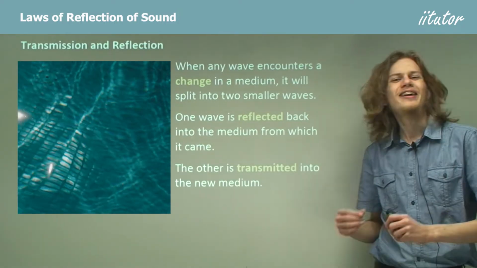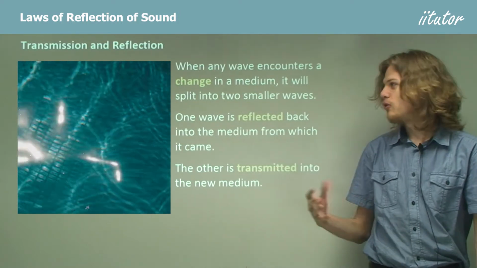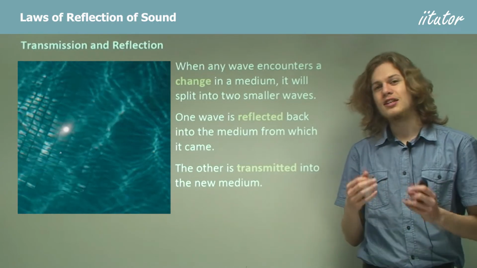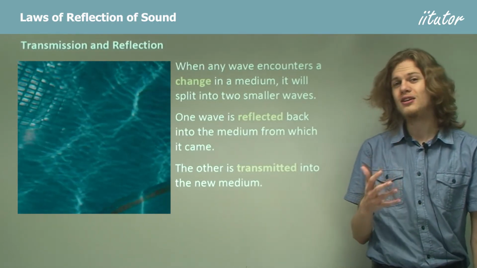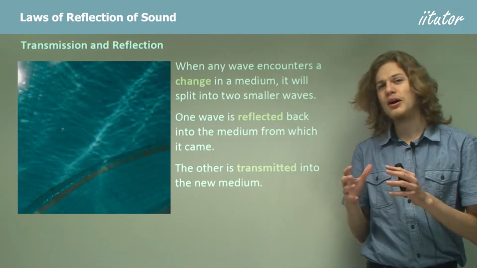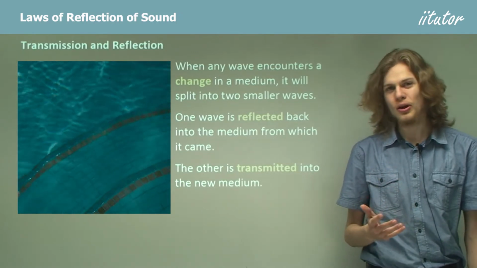But the other one is transmitted through the prism, and we can see that some light comes out of the right of the picture. So some light has been reflected from the prism and some light has been transmitted through it. It turns out that if we take the total amount of energy in the reflected wave and the transmitted wave, it'll add up to the same amount of energy that we started with. This means that we don't get any energy created or destroyed.